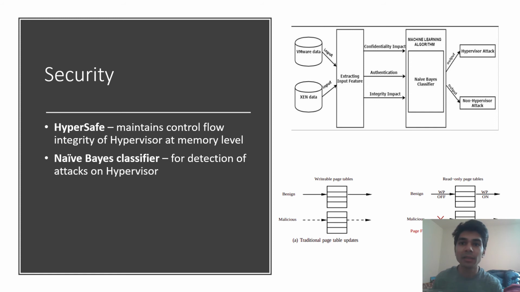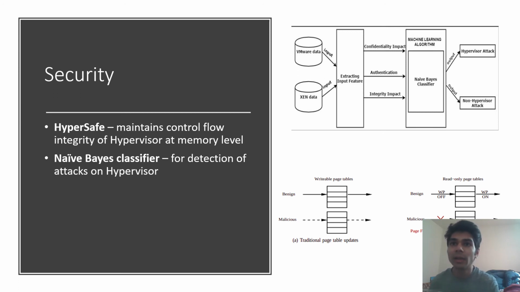Next, we look at security aspects in brief. The research areas had been in Hypersafe, and Hypersafe is a software module to just maintain the control flow integrity. So as seen on the bottom right diagram, there's a comparison between the benign state and the malicious state. In traditional page table updates, we see that in the malicious state, it just passes through without any checks or verification. But on using Hypersafe, we see that on malicious interaction with the page table entry, it blocks it off right there and it eliminates any risk of any malicious attack.